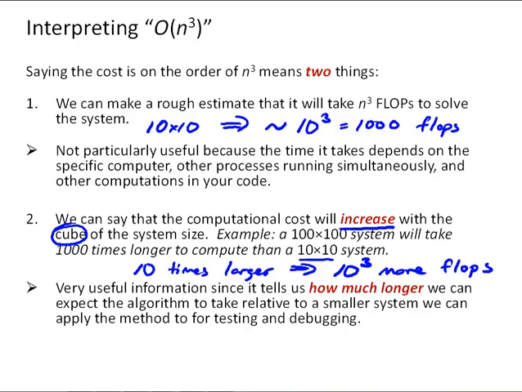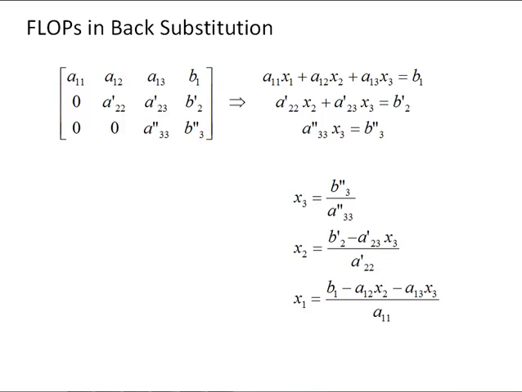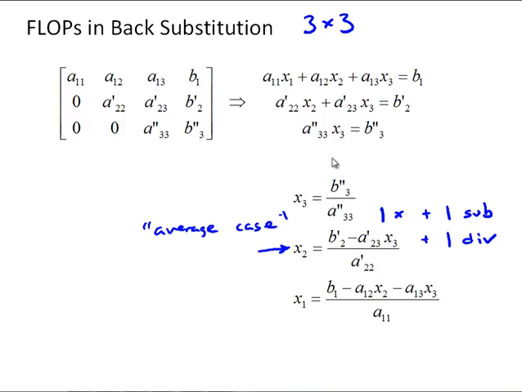So this has all been focused on the forward elimination step so far. Let's look at back substitution. For back substitution, I think the easiest is just to look at a 3 by 3 system here and see if we can extrapolate some conclusions about that. If we look at the 3 by 3 system and go through, let's take this middle case, x2, to be our average case. And we see in that average case we have one multiplication plus one subtraction plus one division. Right? So here's our multiplication, here's our subtraction, and then our division. So roughly, average case, we have approximately n flops per row.